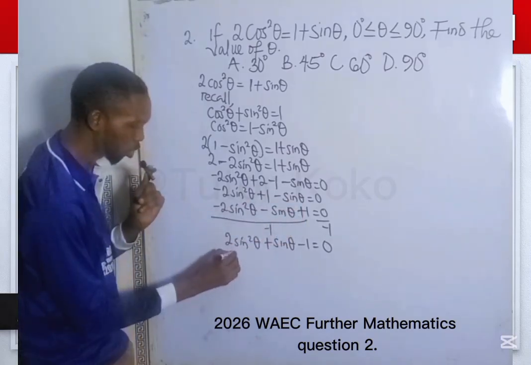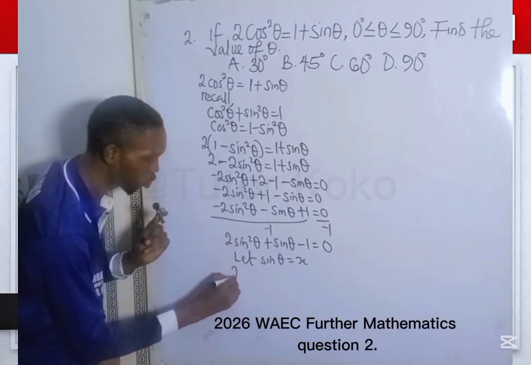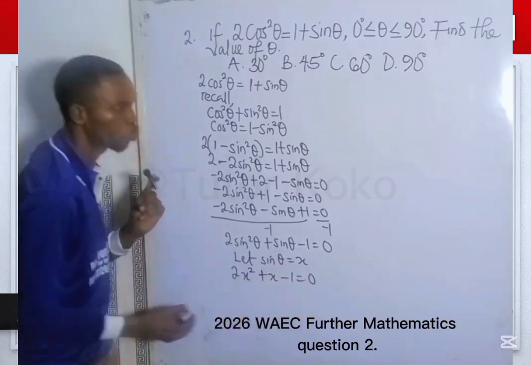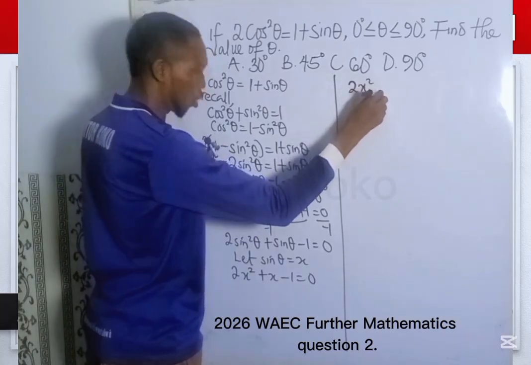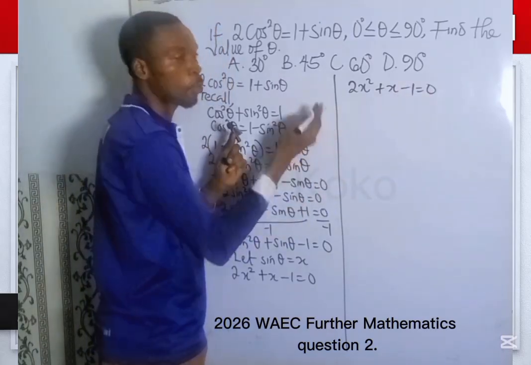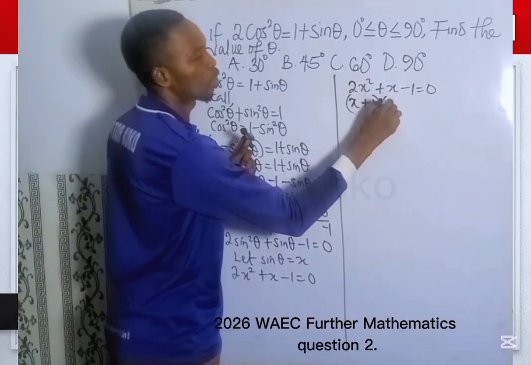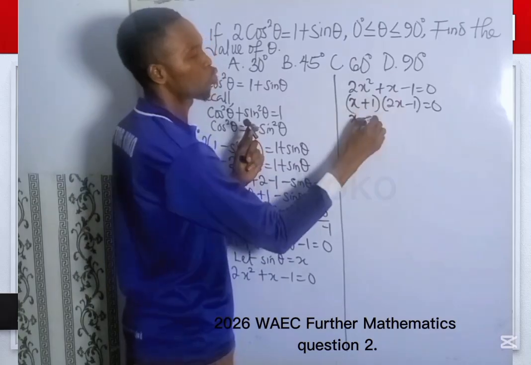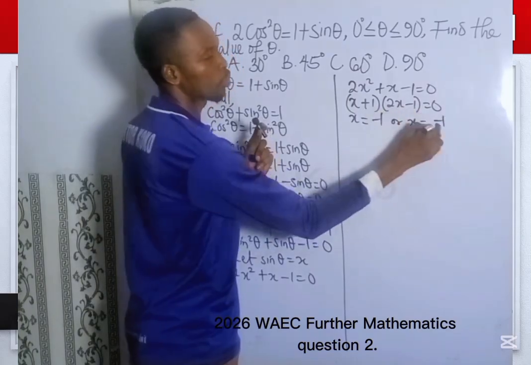From here I'll say let sine theta be equal to x. So the equation becomes 2x squared plus x minus 1 equals to 0. So this is a quadratic equation. Let's solve it here. We have 2x squared plus x minus 1 equals to 0. Solving this, I'm going to have x plus 1 and 2x minus 1 equals to 0, right? So this means that x is equal to minus 1, or x is equal to 1 divided by 2.